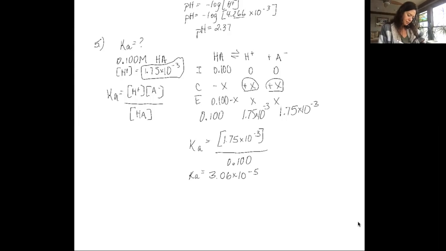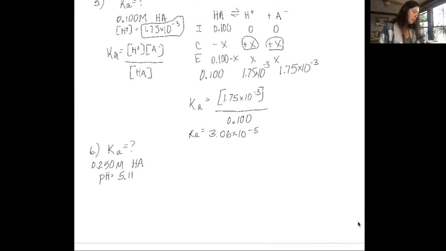All right. One more. It says Ka equals question mark. We have 0.250 molar of a weak acid with a pH of 5.11. And we need an H plus. Oh, okay, I guess that's what it gives us. And from there, we need to know the Ka. All right, HA.